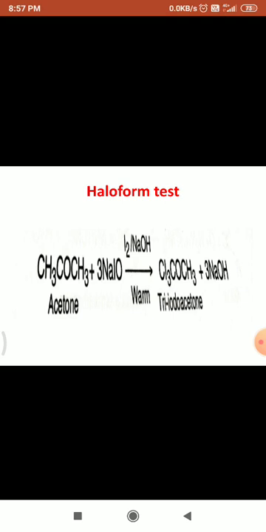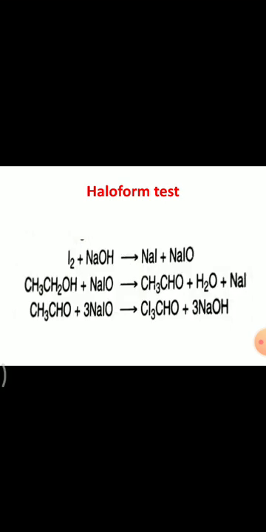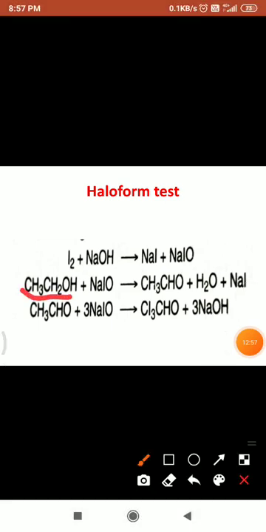And of course, coming to alcohols, this test is shown by compounds containing generally CH3CHOH, for example, ethanol, propan-2-ol, butan-2-ol. These types of compounds also show this haloform reaction. Coming to aldehydes and ketones, in aldehydes, acetaldehyde, and in ketones, the methyl ketones show this haloform test.